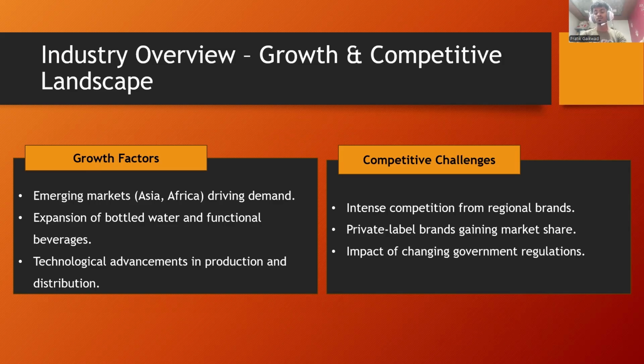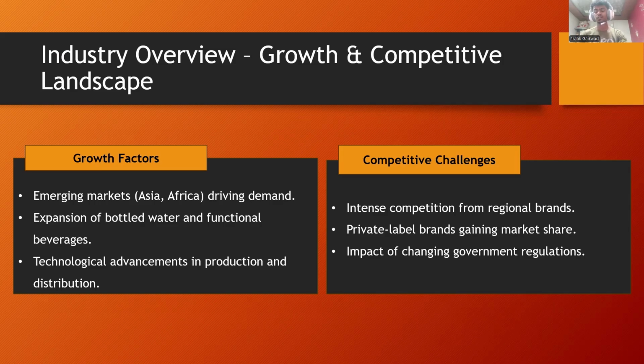Another major area of growth is bottled water and functional beverages. With rising health concerns, consumers are opting for sports drinks, vitamin-infused water, and plant-based beverages. Both Coca-Cola and PepsiCo have invested in these segments, with brands like Dasani and Gatorade gaining popularity worldwide.